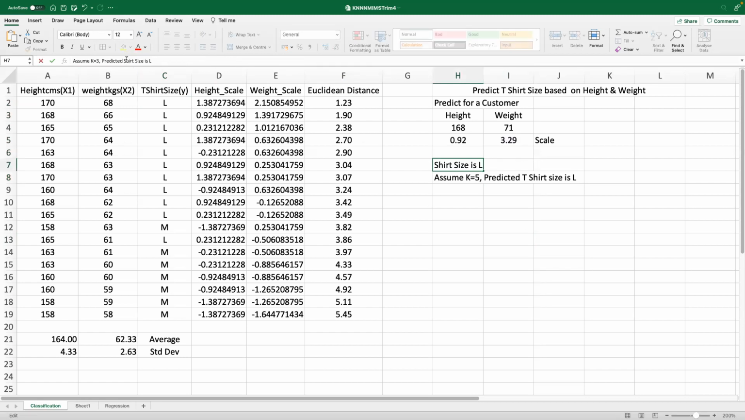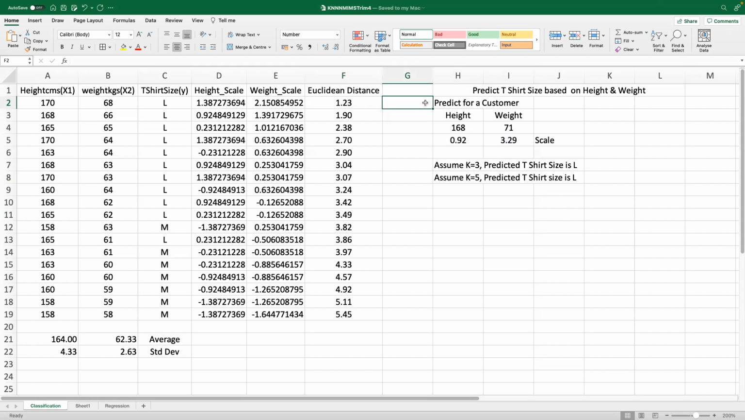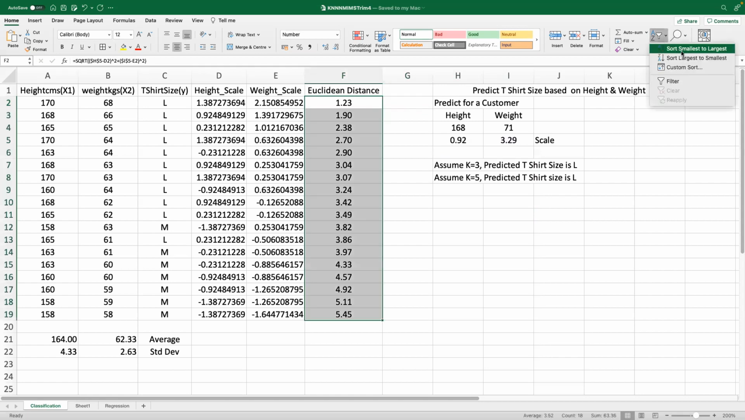So you have to sort the Euclidean distance from smallest to largest. Home tab, sort and filter. Select the values first. Home tab, sort and filter, smallest to largest. Expand selection. It will give a prompt. Use expand selection.